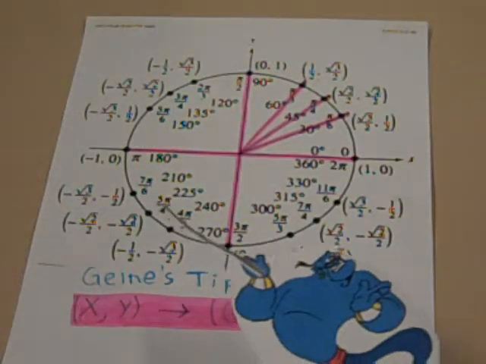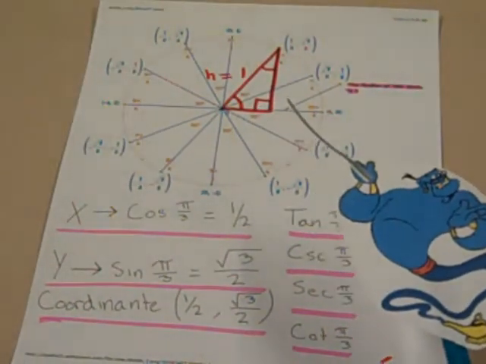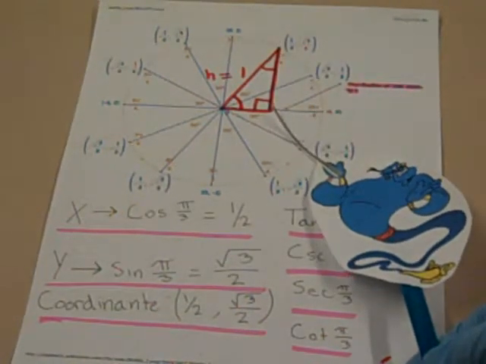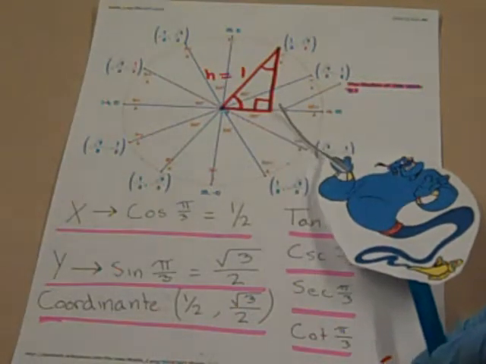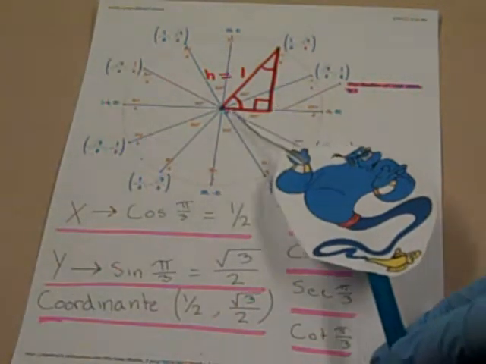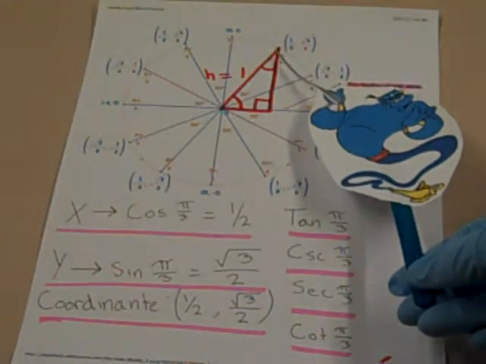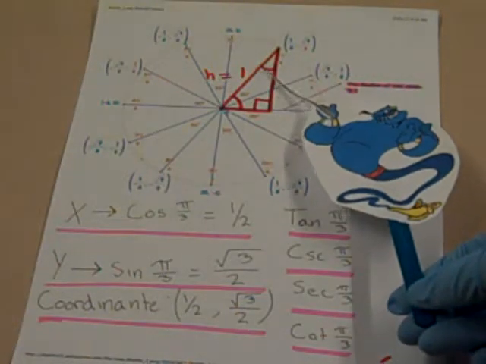Let's look at the angle pi over 3 radians. Start by drawing a perpendicular line from the point where the angle's ray intersects the circle to the x-axis. The radius of the circle is 1, so the hypotenuse of the new triangle is also 1. Since pi over 3 radians is equal to 60 degrees, we know that the triangle is a 30, 60, 90 triangle.